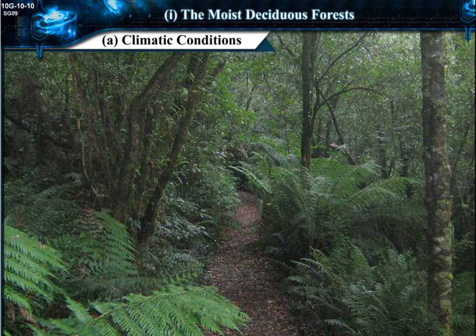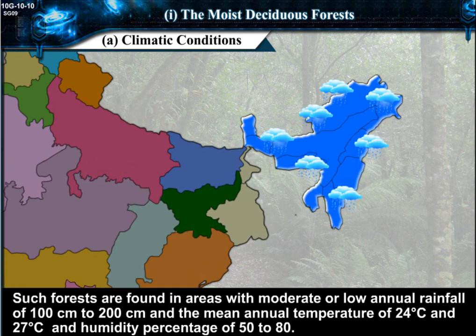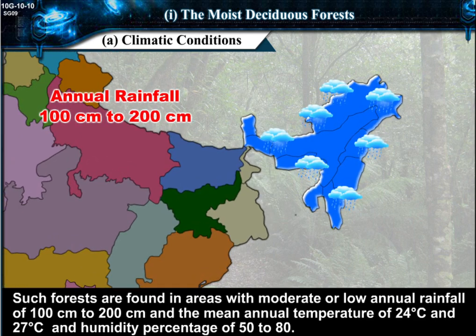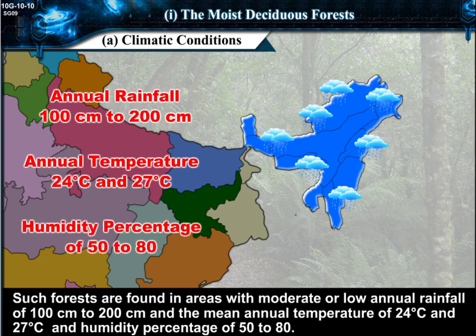A. Climatic conditions. Such forests are found in areas with moderate or low annual rainfall of 100 to 200 centimeters, a mean annual temperature of 24 degrees Celsius to 27 degrees Celsius, and humidity percentage of 50 to 80.